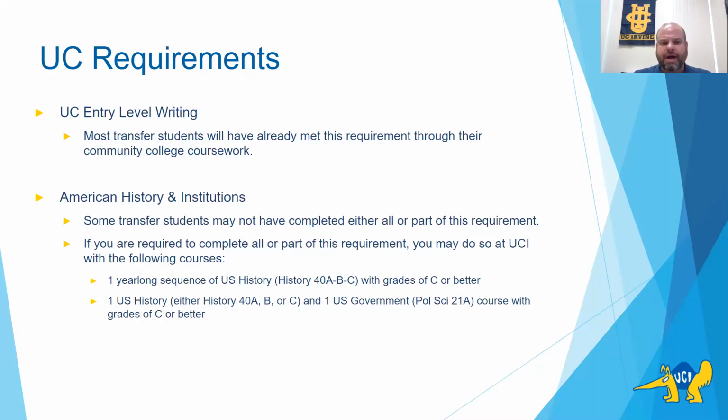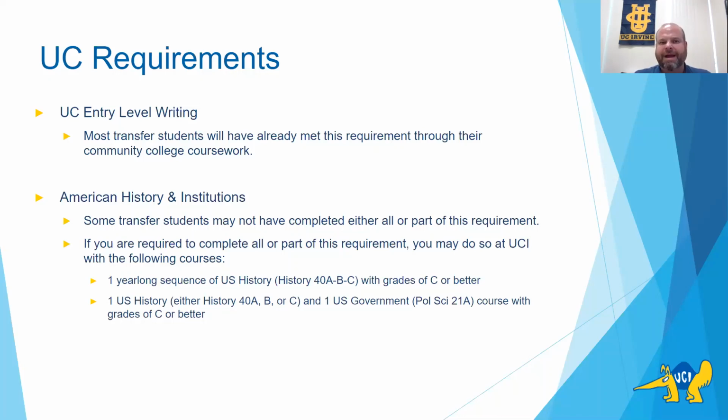So when you're taking it at UCI, you have 2 options to do this. You can either take a year-long sequence of US history, which at UCI is History 40A, B, and C with a grade of C or better, or you could take one US history course from 40A, B, and C, and then one US government course, which is Political Science 21A, also with grades of C or better. So one of those options has to be met, or possibly both, depending where you're coming from, what college.